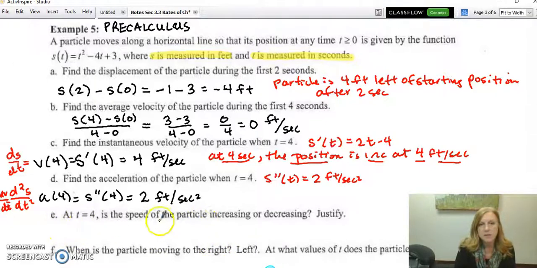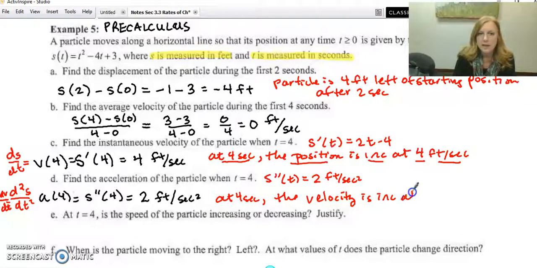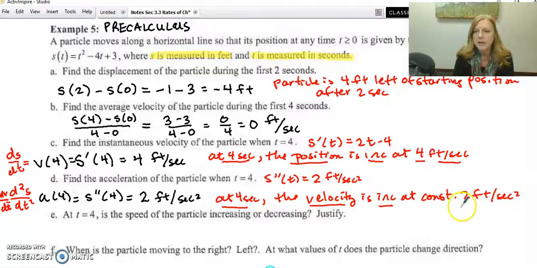And if I was interpreting this, I didn't talk about this the last time when we were doing the notes, but if I was going to interpret it, you would say at 4 seconds, the velocity, because what is changing in the second derivative is the velocity, which came before, is increasing at the constant 2 feet per second squared. So notice I still have the same 5 parts: when, what, which way, how much, and units. The constant part you don't have to put in, but it's nice additional information.